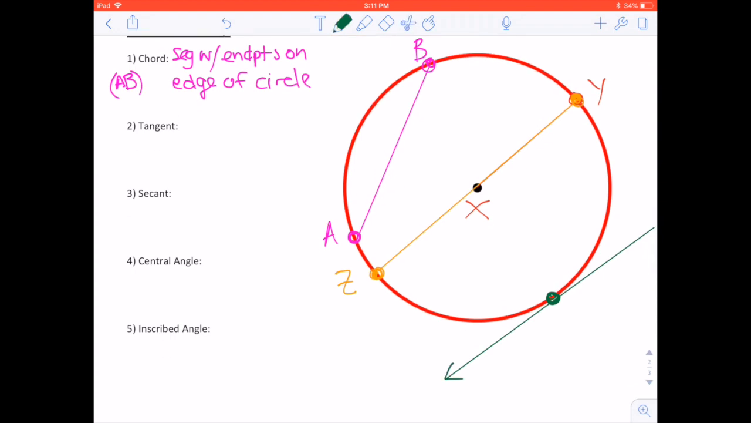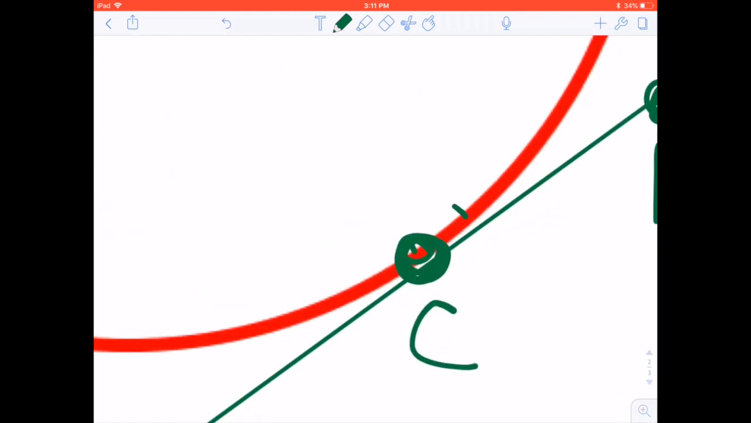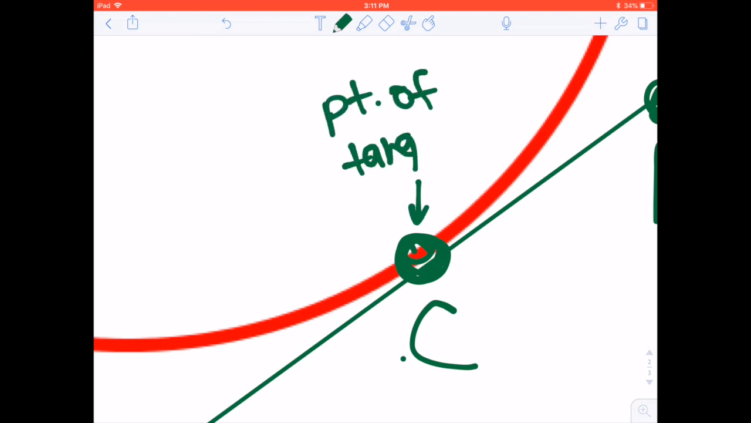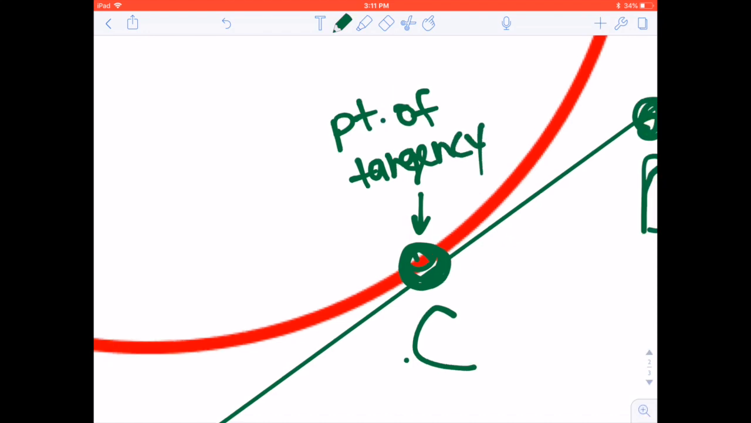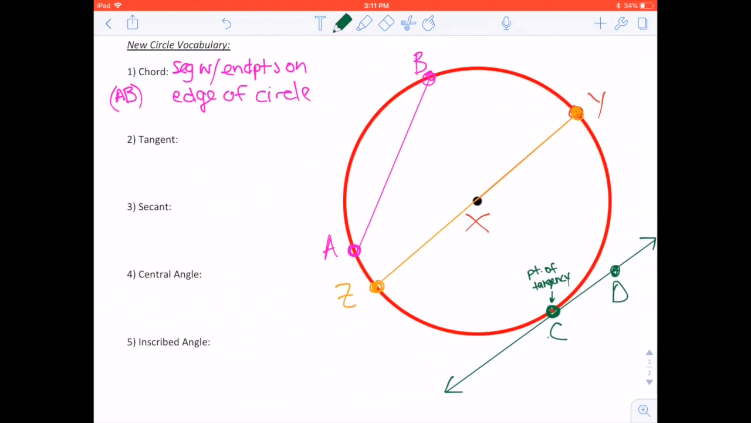Okay, let's make some arrows, call it a line. Let's call this point C, and let's call this D right here. So line CD would be a tangent. It hits the circle at 1 point, and that point is called a point of tangency. Write that off to the side. Point of tangency: the spot at which the line hits the circle. Only one.